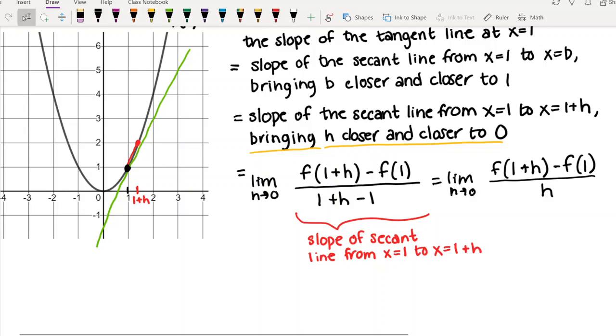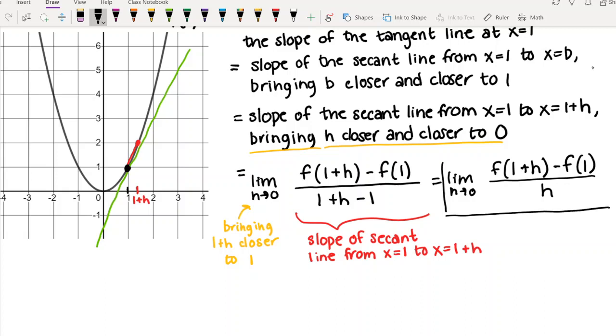So this limit part comes from the fact that we're bringing 1 plus h closer and closer to 1, right? Because if that h part is getting smaller and smaller, then the point is getting closer to 1. Okay, so this is the formula that we're going to be working with, and I'll write this out in general in a little bit, but this is going to be the general way that, at least for now, we're going to be finding the slope of the tangent line. So let's actually go through and do that for this example. Then I'll write out what the general definition is, and then we'll do a few more examples.